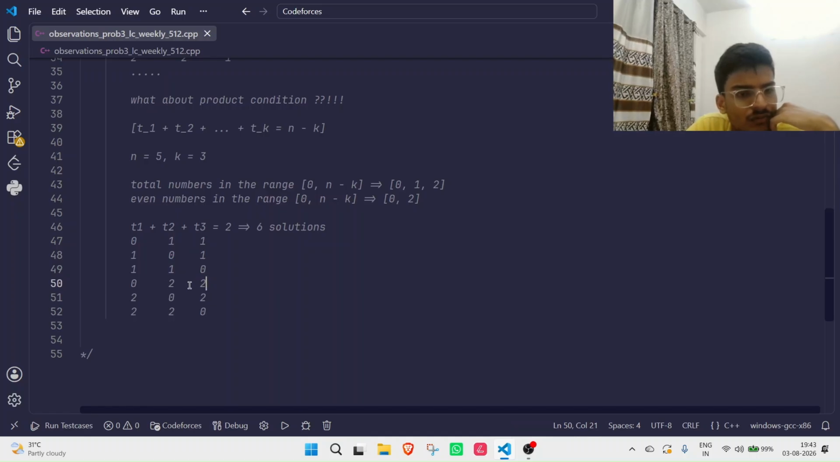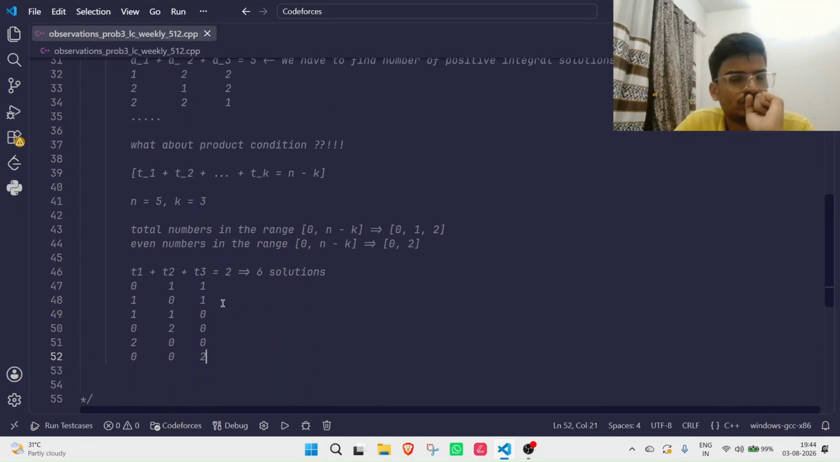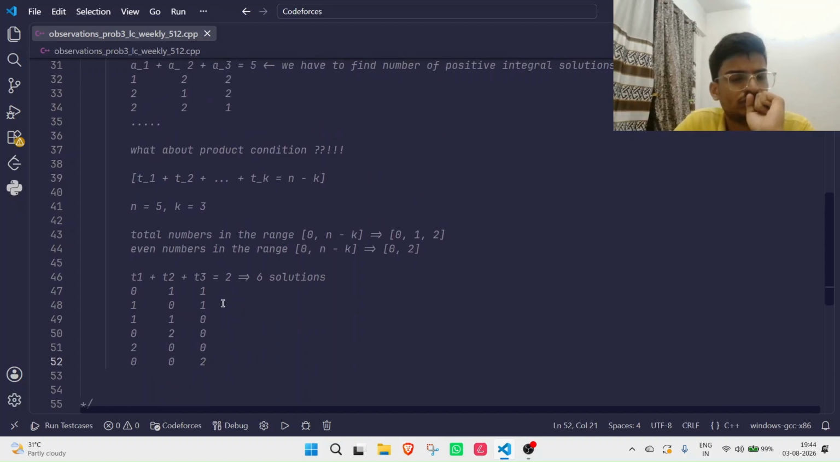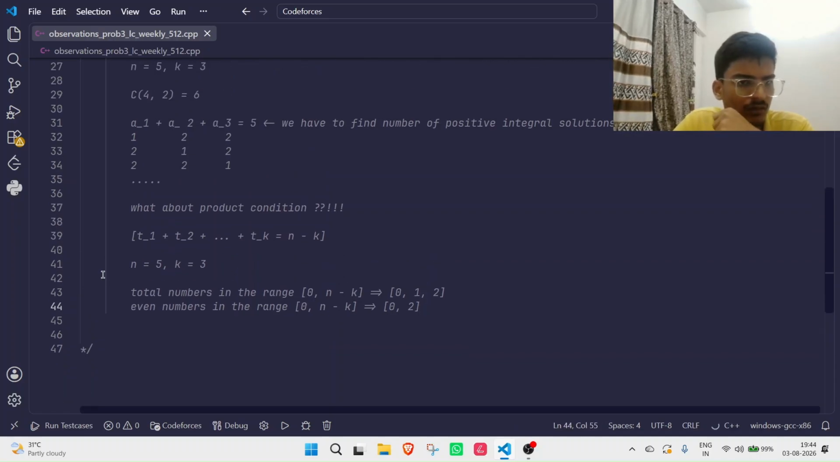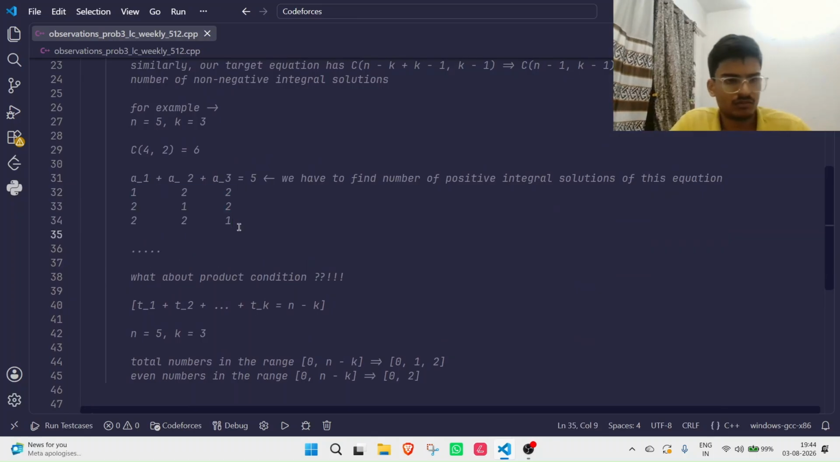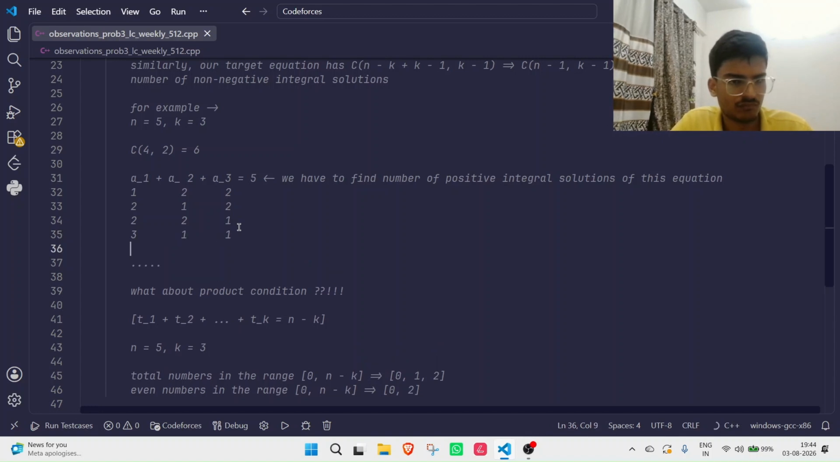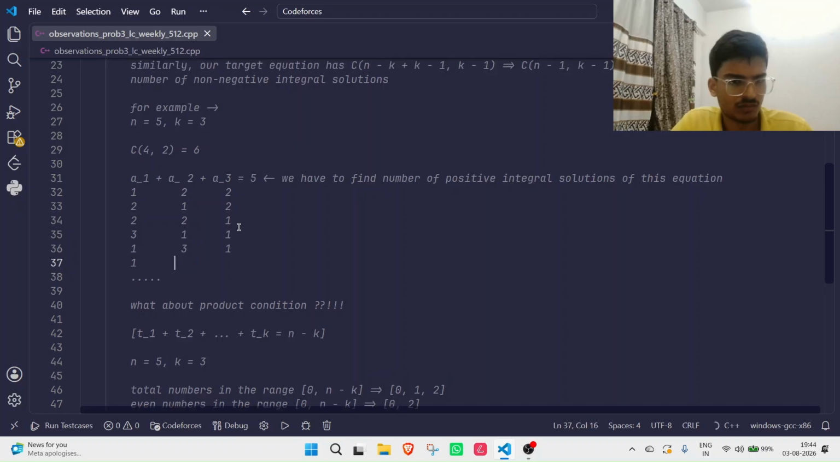How is it 0, 2, 0, 1, 1, right? That will not work. So what would have 3, 1, 1, 1, 1, 1, 1.